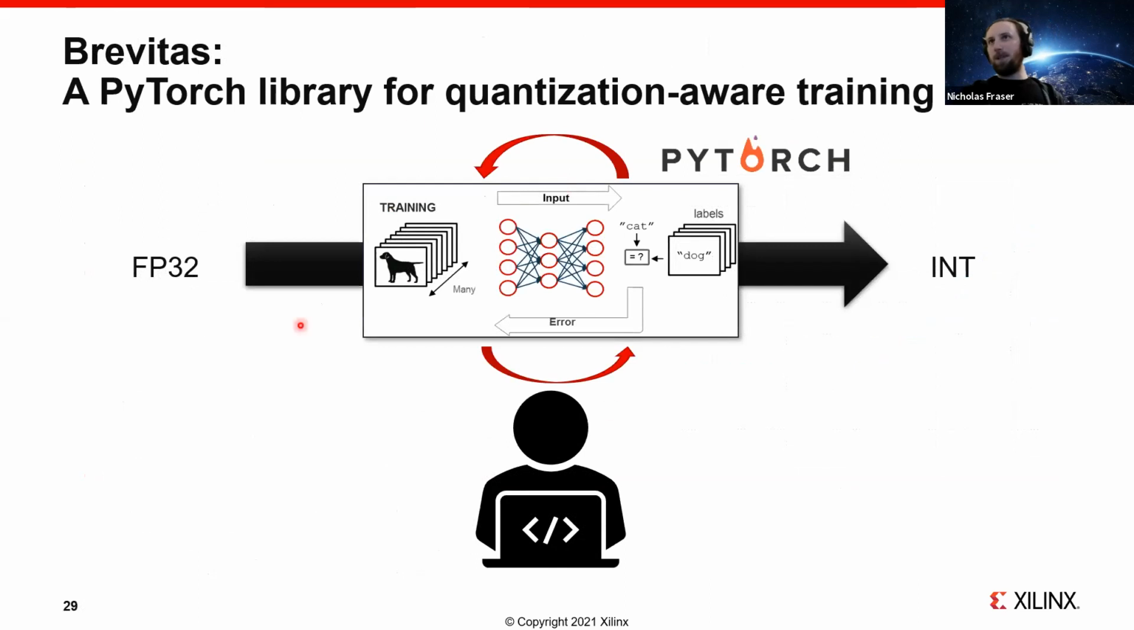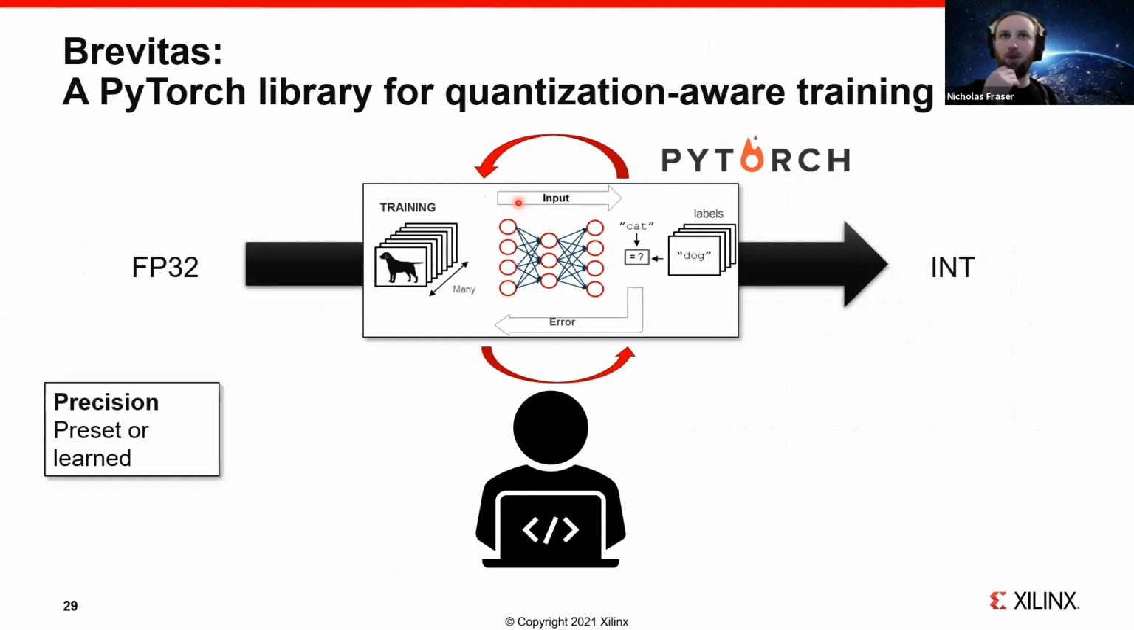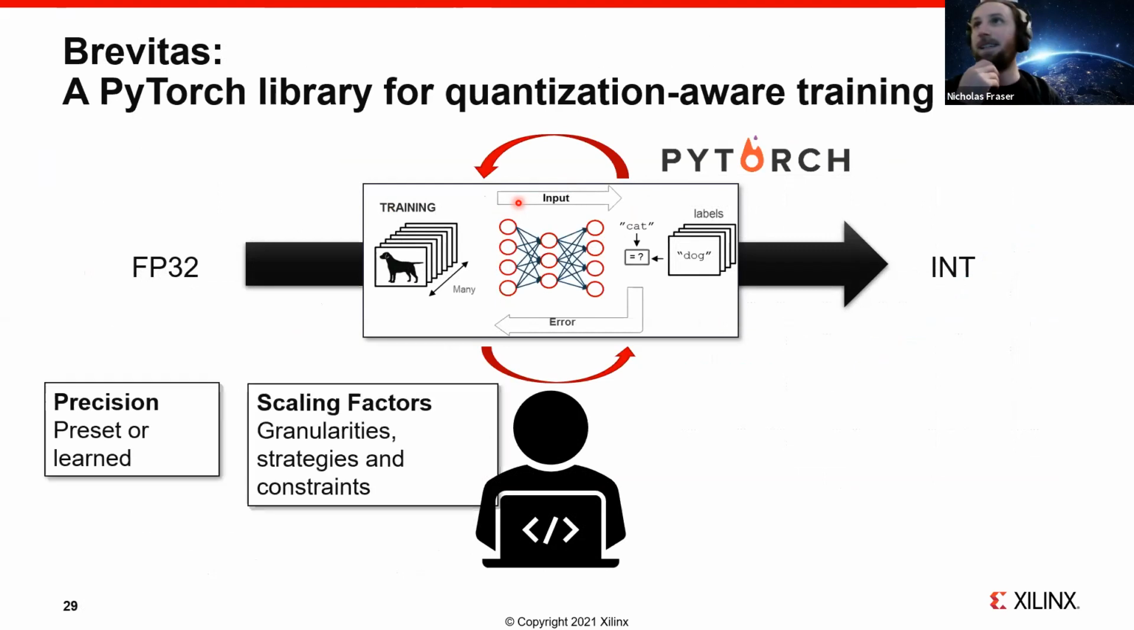Okay, so here's where Brevitas comes in, right? This is the quantization aware training library that we talked about before. Now, Brevitas allows you to, for each layer that's supported within the network, specify the precision, either as a constant or as a learned value. We're going to talk about how to learn it as a particular value. It allows you to specify that scale factor. So that's that S value that we had before. We refer to those as scale factors.